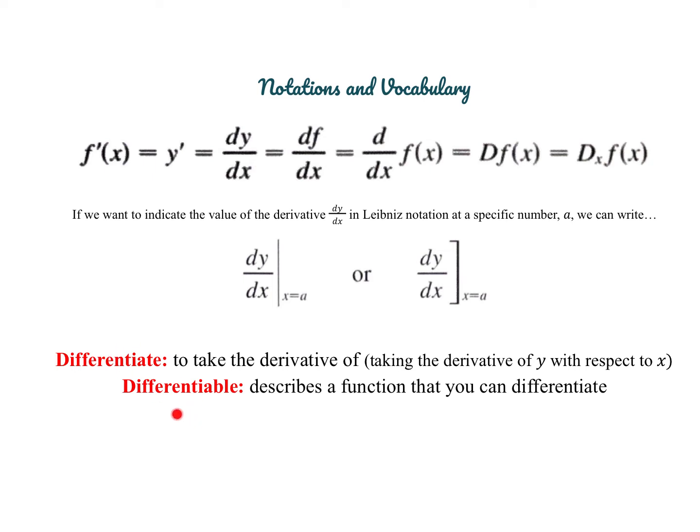Which brings us to a couple pieces of vocabulary that we'll be using a lot. Differentiate is just a verb. It's just to take the derivative of. And notice in all of these examples, we're taking the derivative of y with respect to x. So this is all differentiating. And the adjective differentiable just describes a function that you can differentiate. So if the function is differentiable, it just means that you can differentiate it at that value.